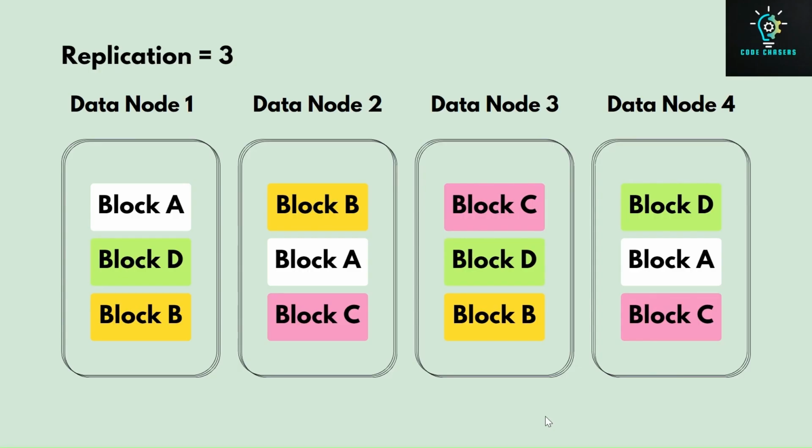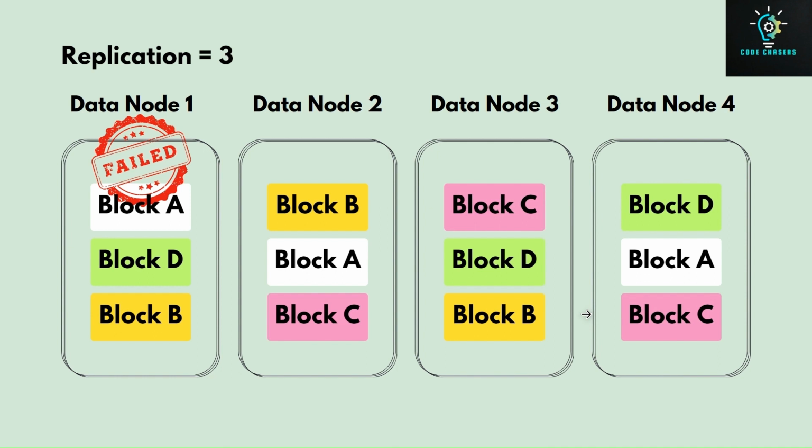So we can increase or decrease the number of replicas by configuring it here. One point here, code chasers, we have 3 replicas for each block. That is very fine. But the blocks must be arranged in the data nodes in such a way that if any data node fails in future, the other active data nodes contain the blocks which were present in the damaged data node. To throw some light on that point, if data node 1 is damaged, then the data present in blocks A, D, B is lost.